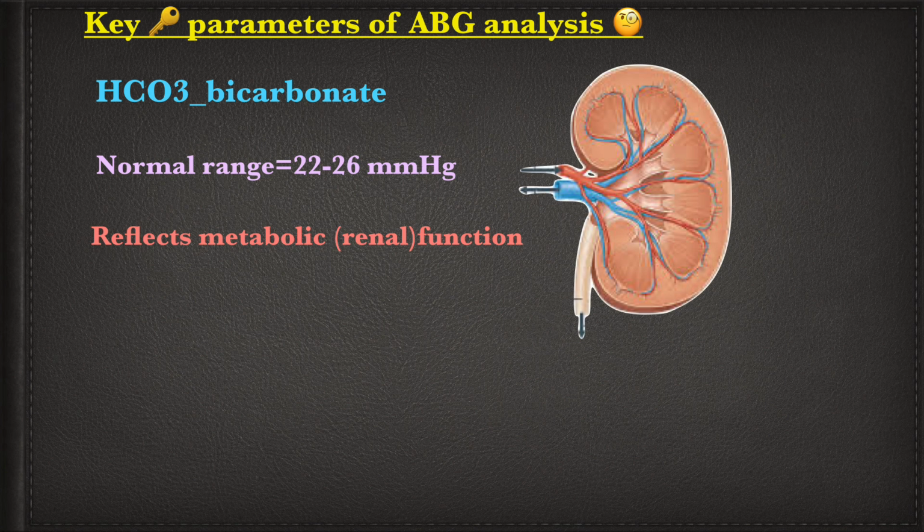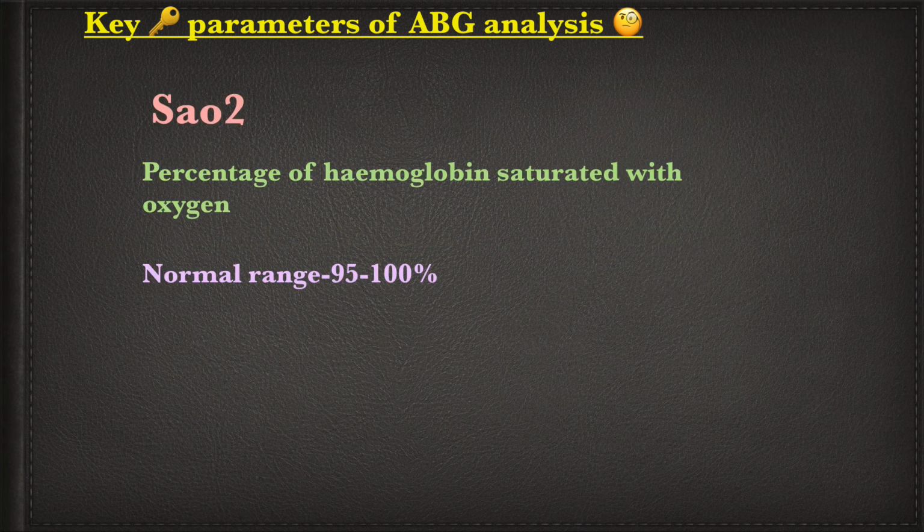Next parameter is bicarbonate with a normal range of 22 to 26 mm mercury. It reflects metabolic or renal function, as kidney can reabsorb or excrete bicarbonate depending upon the acid-base imbalance. Saturation of oxygen is the next parameter. It is the percentage of hemoglobin saturated with oxygen, and the normal range is between 95 to 100%.